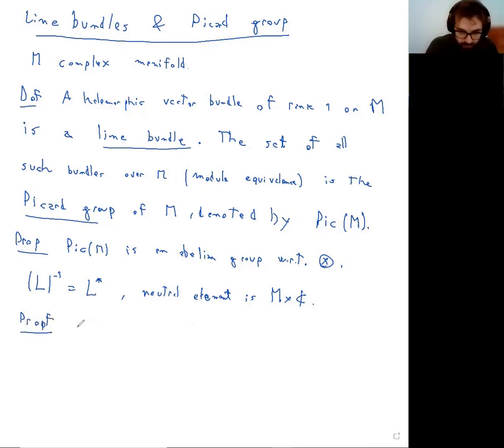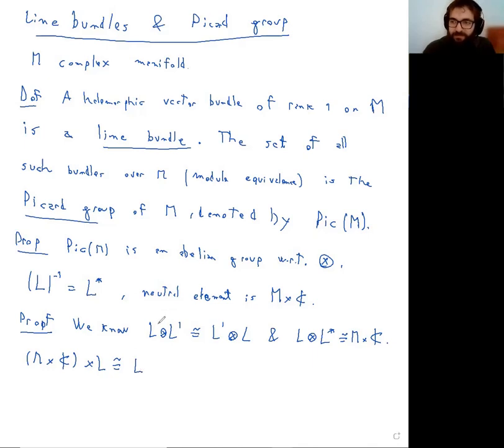The proof is pretty short. We know that L tensor L prime is isomorphic as vector bundles to L prime tensor L. It's true in general, but for rank one it's even easier because you just have to look at the transition functions. The transition functions for this are just the product of the two transition functions, and the same here, and product over complex numbers is commutative. We also checked another time that L tensor its dual is isomorphic to the trivial bundle. And we also know that M times C tensor L is isomorphic to L. These are all things we've seen before, but now we rewrite them thinking of the tensor product as an operation.